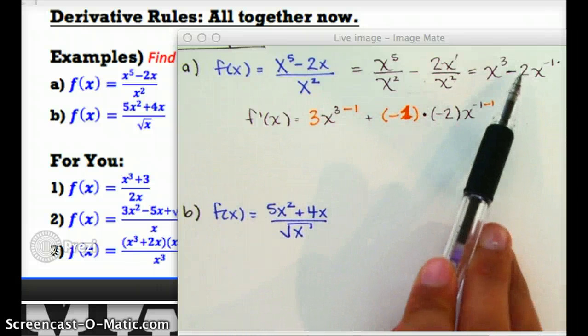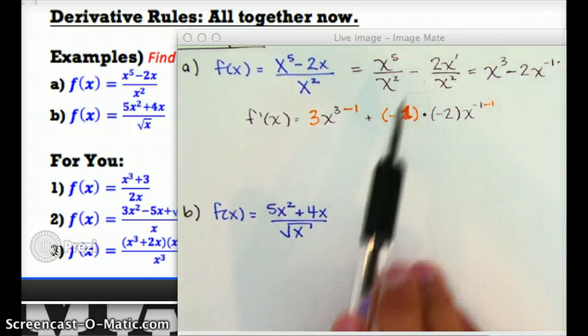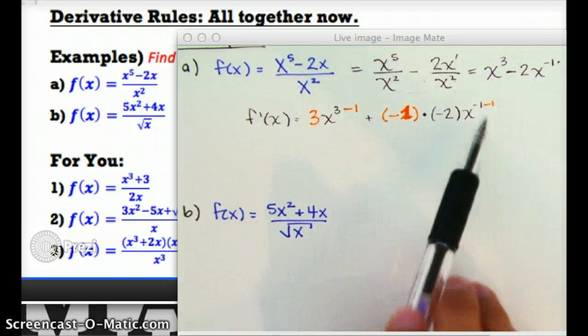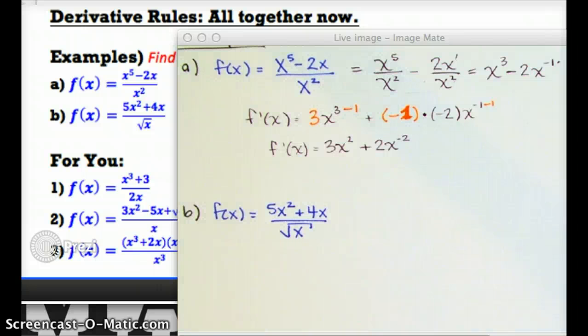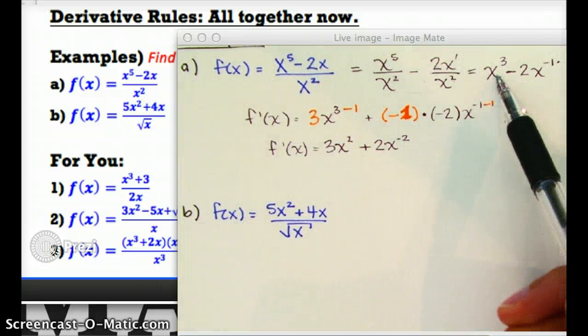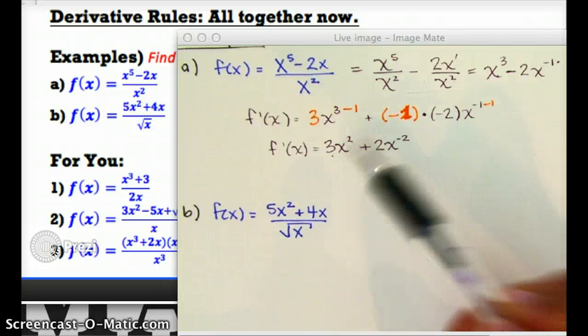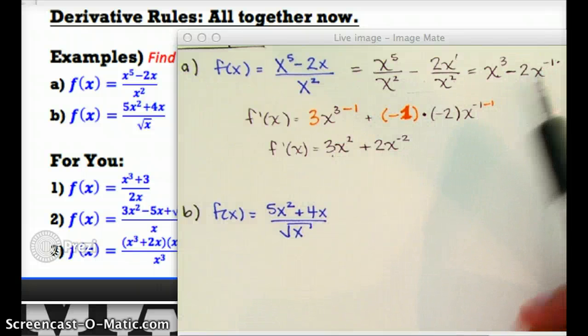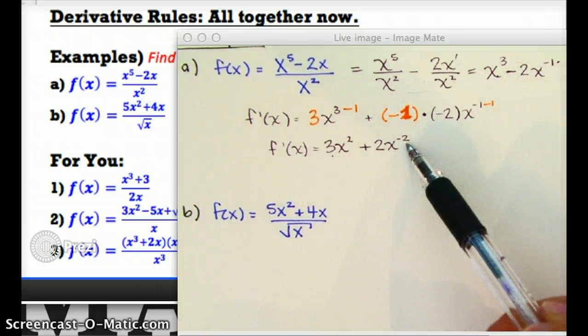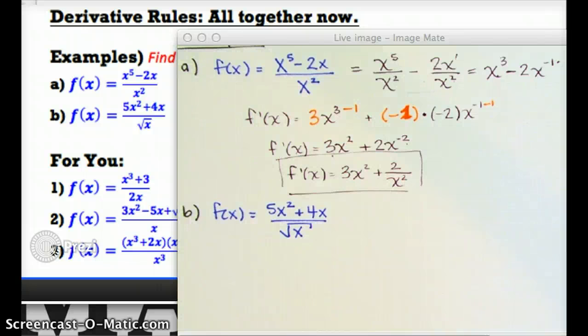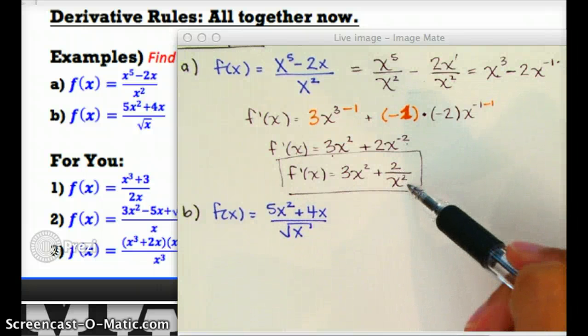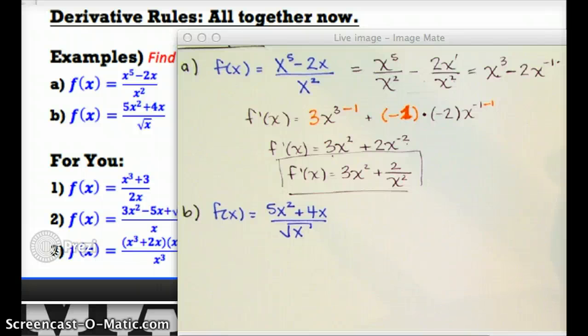So you could just look at this and say, oh, -2 times -1 is +2, or you could write it out as I have. Ultimately, the derivative of the first term is 3x squared, and the derivative of the second term is 2x to the -2, but the best way to write that would really actually be 2 over x squared. There's your derivative function.